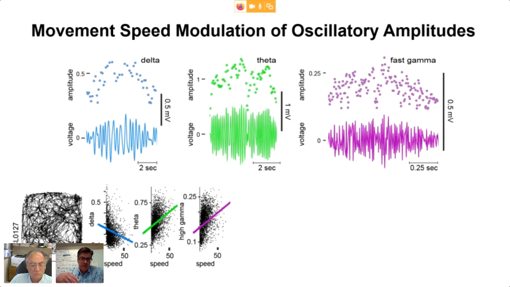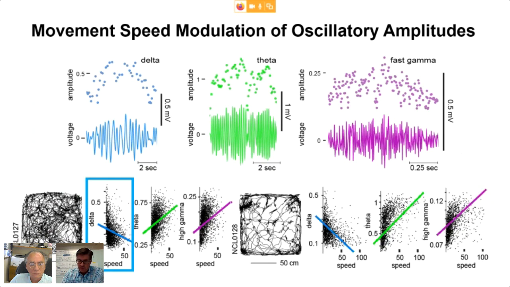However, in this case, when we analyze delta in the same way, we do see a similar relationship between running speed and delta. This is just a second example of the same thing, where the animal runs less often, as you can see from the trajectory plot, but faster when he does. And these are all male rats, so I say he.